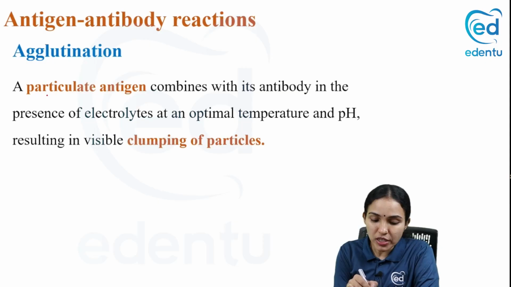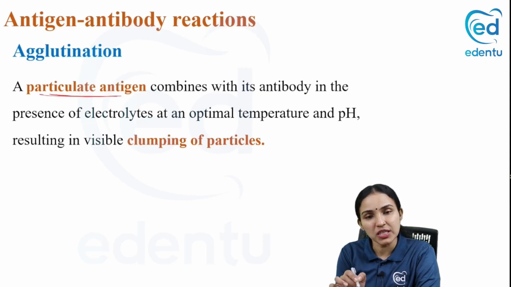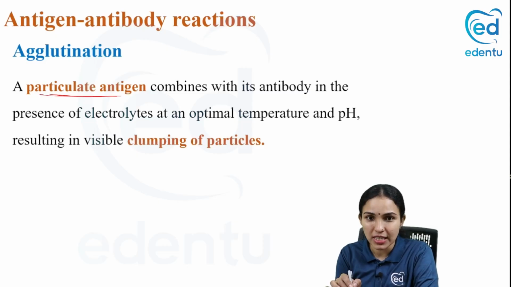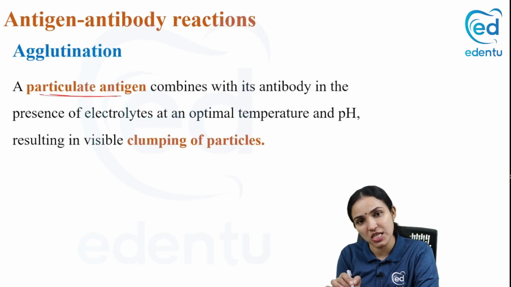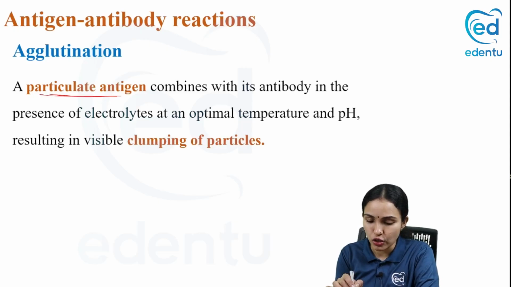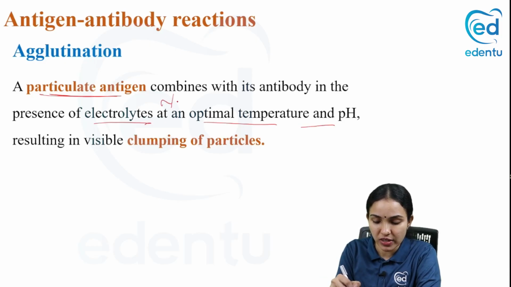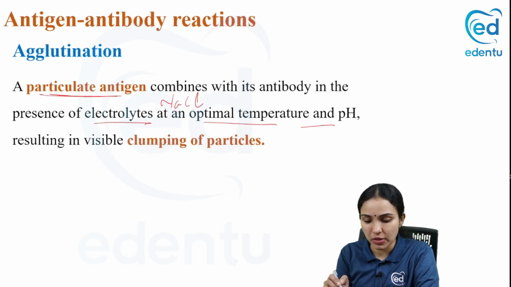So this is what I told you. The only difference between precipitation and agglutination is that here the antigen we use is a particulate or insoluble antigen. In precipitation, it was a soluble antigen. Here we use an insoluble antigen. So when an insoluble antigen combines with its antibody in the presence of electrolytes at optimal temperature and pH. So what electrolyte? Sodium chloride. That's what we have seen in the previous definition, sodium chloride at optimal temperature and optimal pH.